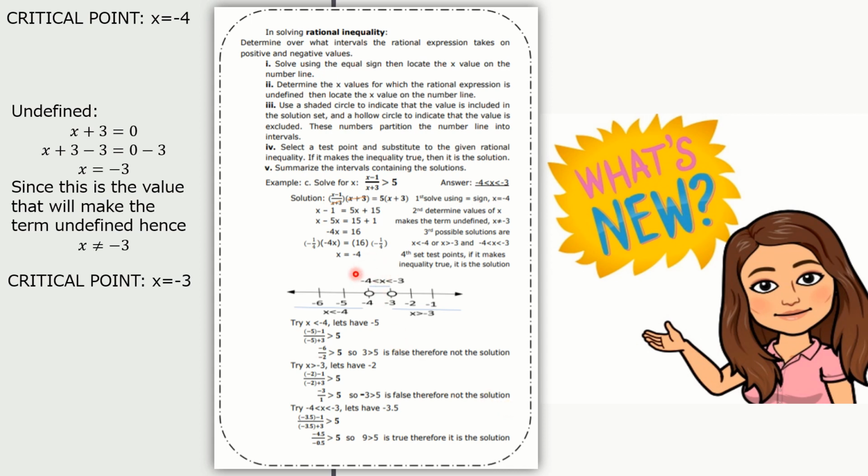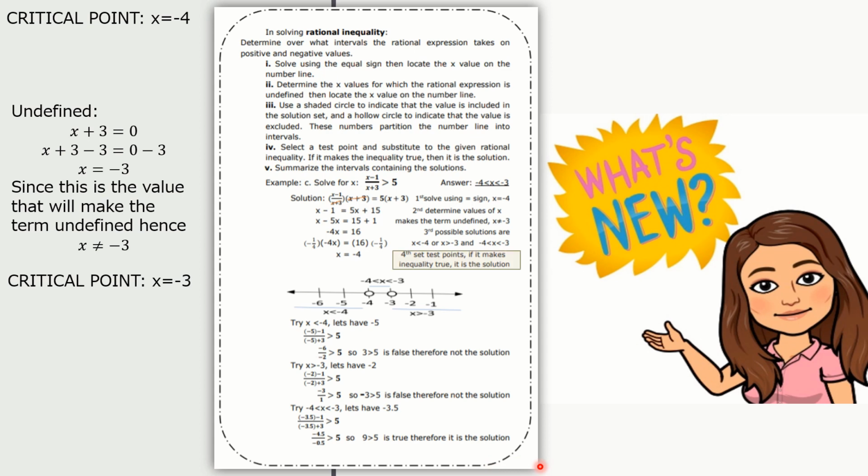The last interval that we're going to test is the middle interval, where x is greater than negative 4 but less than negative 3. Let's have negative 3.5 as our test point. (Negative 3.5 minus 1) over (negative 3.5 plus 3) is greater than 5. Negative 4.5 over negative 0.5 is greater than 5. We get 9 greater than 5, which is true. Therefore, this is the solution that we are looking for.